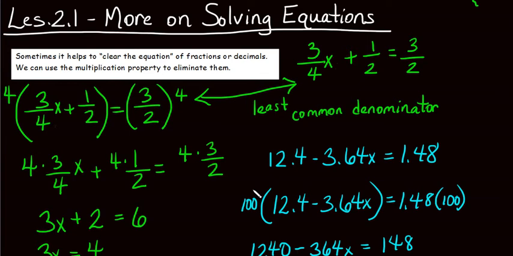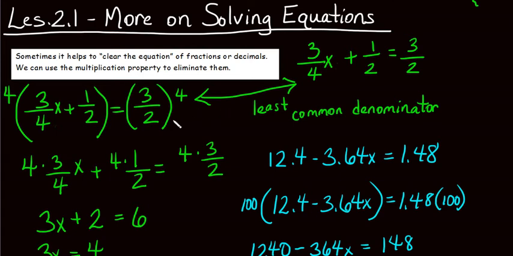Let's try that again. Sometimes it helps to clear the equation of fractions or decimals, because sometimes that makes them look too complicated. So we can use the multiplication property to eliminate them. I have written an equation right here that has fractions: 3/4 x plus a half equals 3/2.